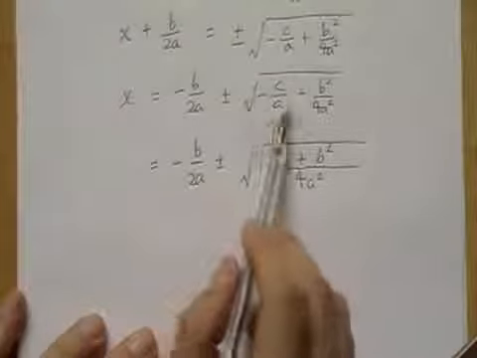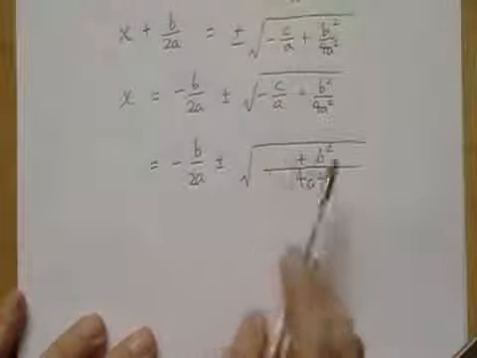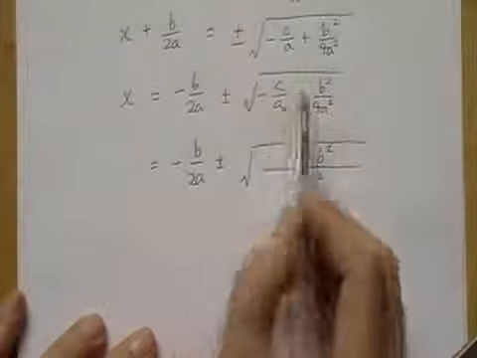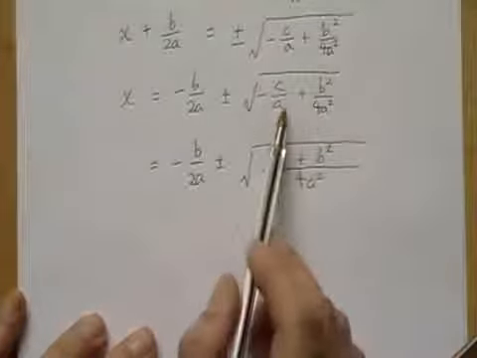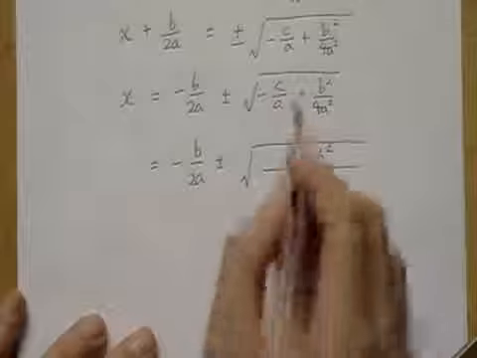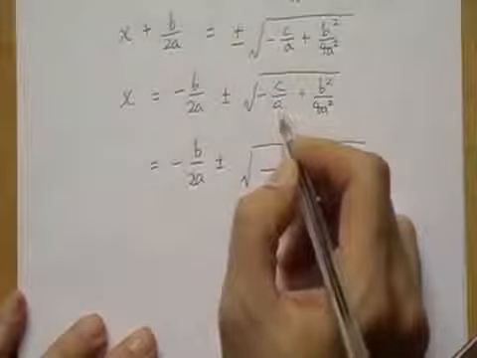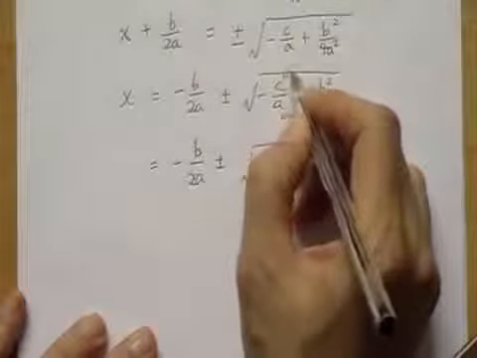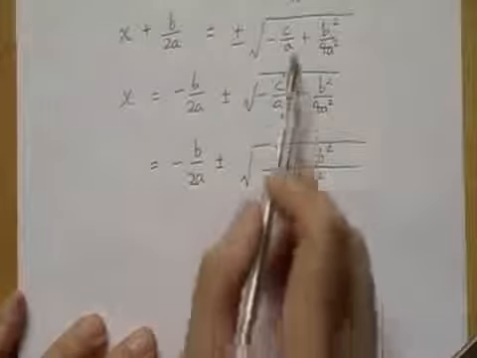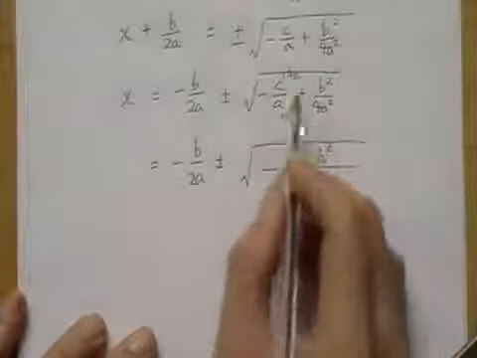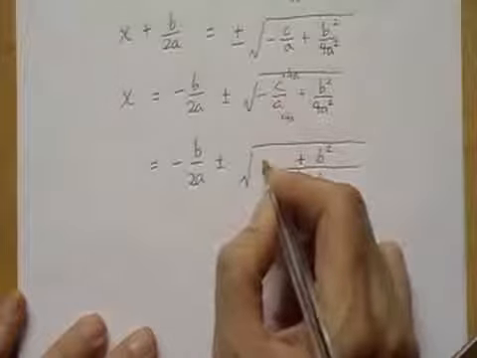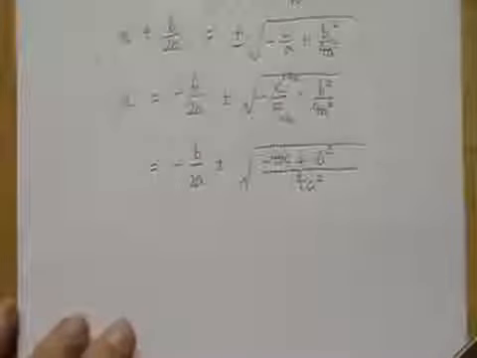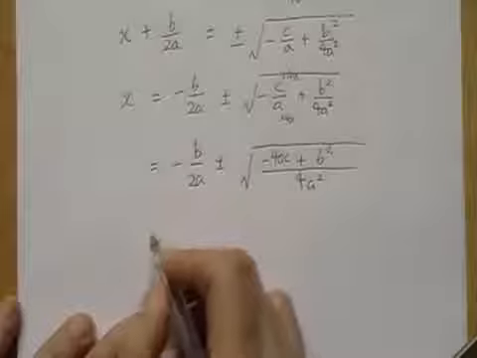Now, to convert this fraction so that I can use it here, I must multiply top and bottom of this fraction so that the bottom becomes 4a squared. This means I have to multiply the bottom by 4a to get a 4a squared, and I must multiply the top by 4a also, so that it's still the same fraction. So therefore, in the numerator, I would have 4ac. You can see that we are getting there.